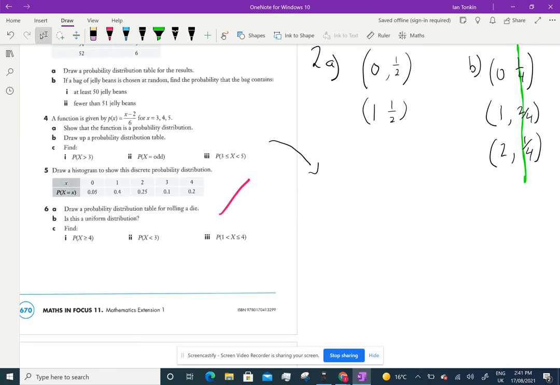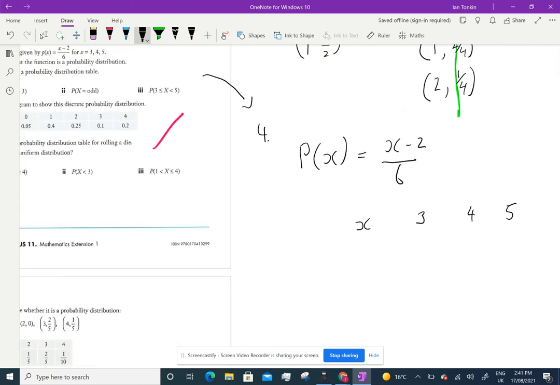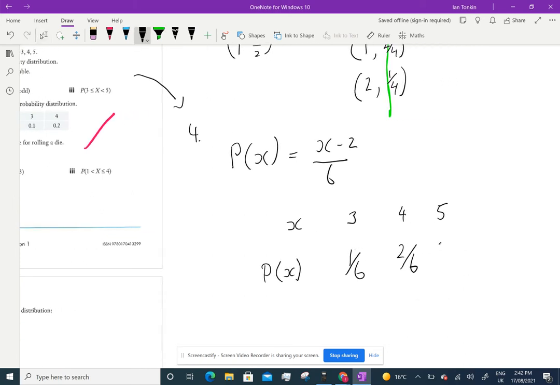So if I write up a probability distribution table, they've given it to me as a function. Here's question 4: the probability distribution is x minus 2 on 6, but it's only for when x equals 3, 4, and 5. So I'm going to write up the table, 3, 4, and 5. If I put those numbers into that equation, my p of x becomes 3 minus 2 on 6. Well, 3 minus 2 is 1, so 1 on 6. What about if I put 4 in there? 4 minus 2 is 2, 2 on 6. 5 minus 2 is 3, 3 on 6.